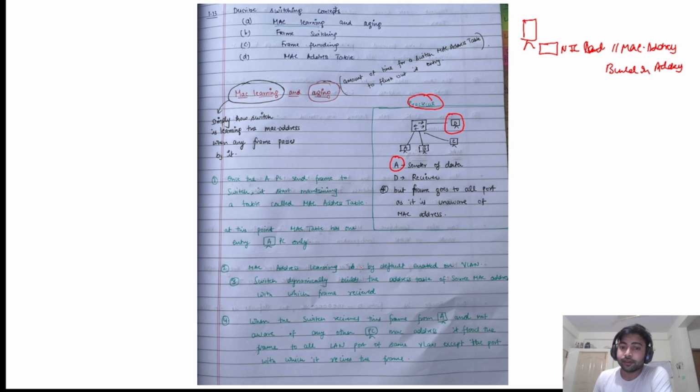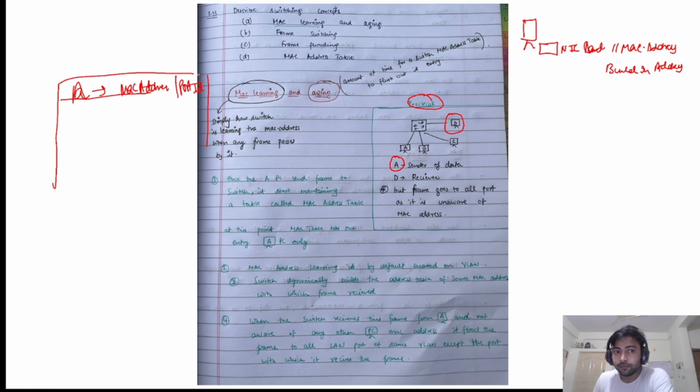MAC address learning is by default enabled on all VLANs. So whatever VLANs are there in the switch, it is by default enabled. The switch dynamically builds the address table of source MAC addresses with which frames are received. So once the frame is received by the switch, it by default dynamically starts maintaining a table, and it gives the entry for the A end device with its MAC address details and port ID. So now we have this entry in our switch.